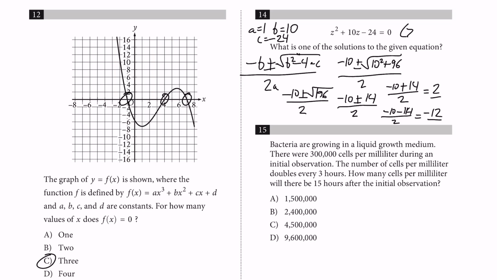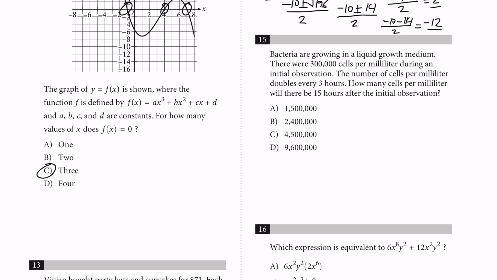So what you're going to do is you're going to have z plus 12, z minus 2 equals 0. And the 2 solutions are once again going to be z equals 2 and z equals negative 12. So either way you decide to do it, you'll get the same answer.